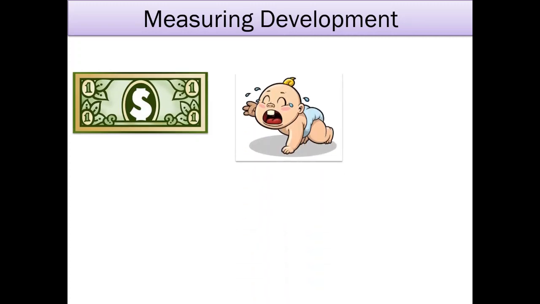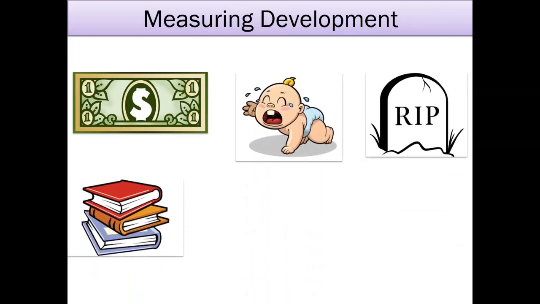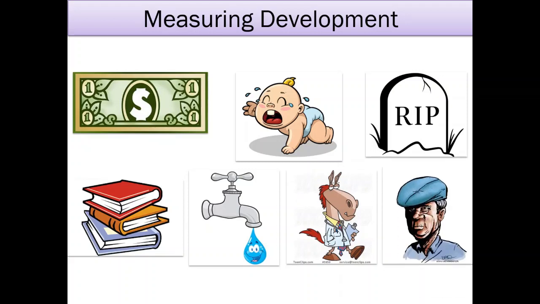Now, we measure development in many different ways, and they link to both social and economic development. So they either link to the country making money or a country's social well-being, and that just means how well people within a country are looked after. Now, on the slide, I've just put up 7 images which represent different ways that we can measure development, so how well developed a country is.